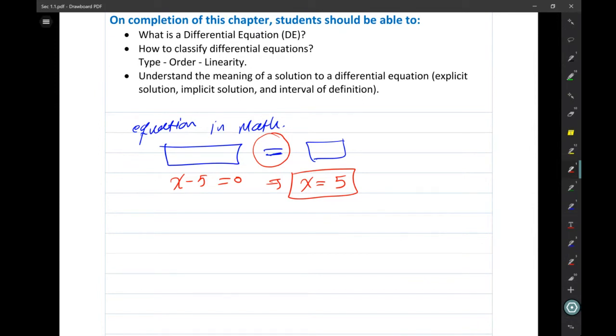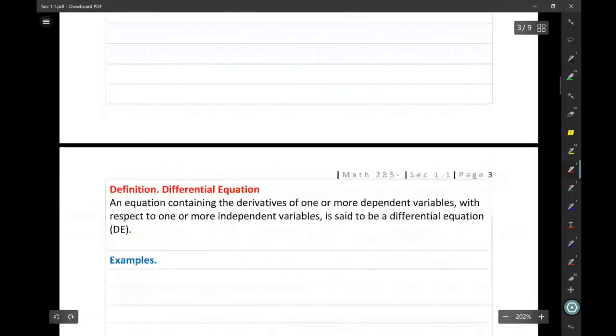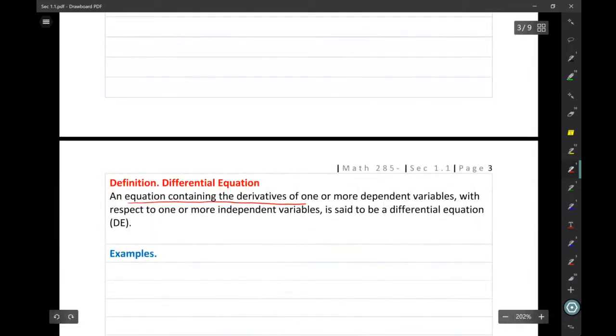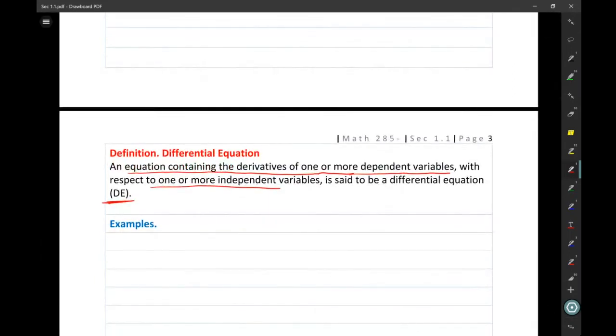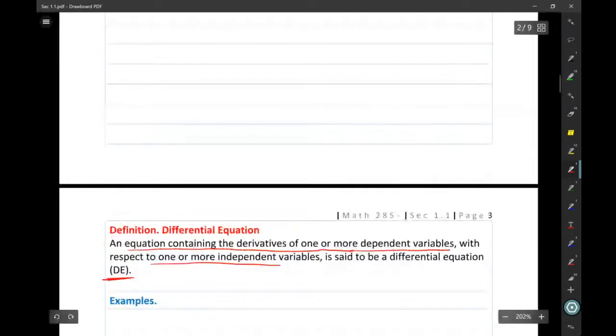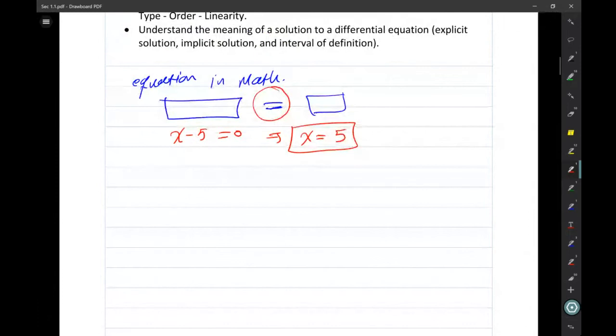Differential equation. A differential equation is an equation containing the derivatives of one or more dependent variables with respect to one or more independent variables. It is abbreviated by DE. What is the meaning, first of all, of a dependent variable?